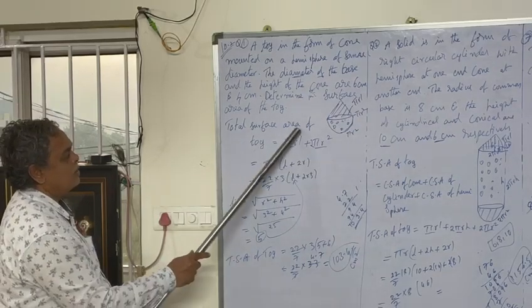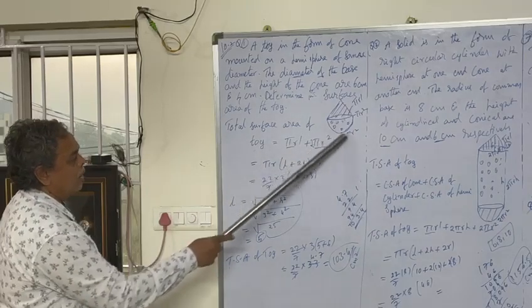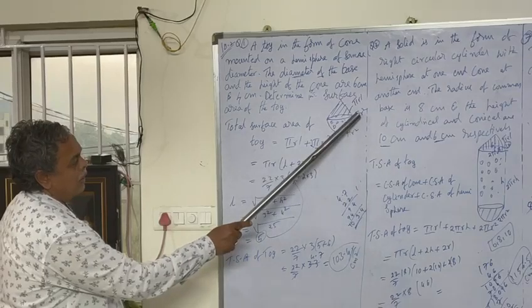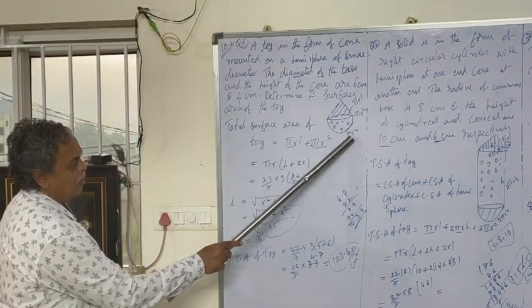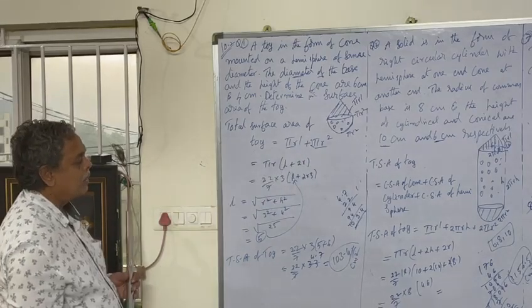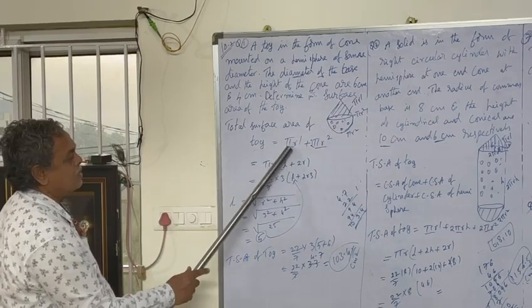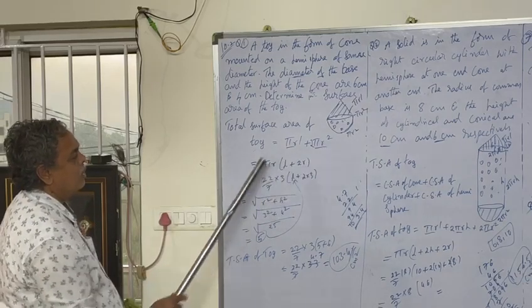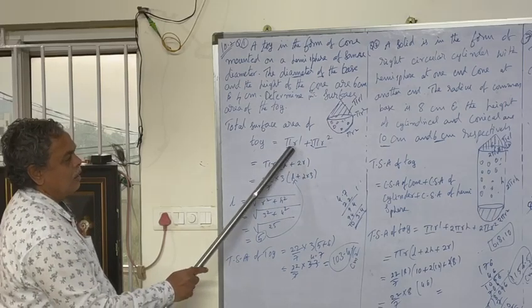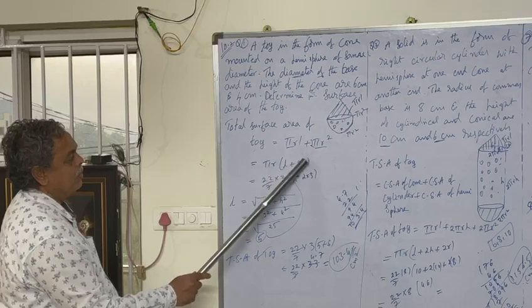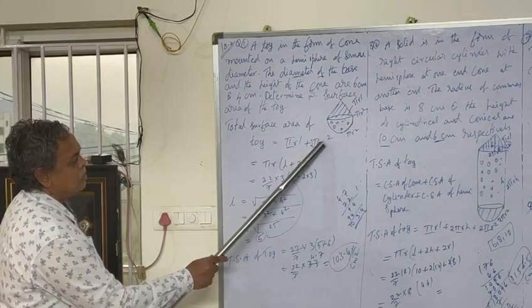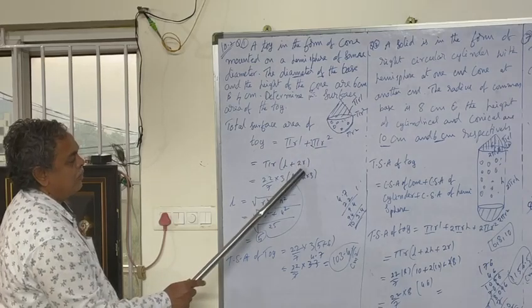And the total surface area of toy is equal to πrl for the cone above plus 2πr² for the hemisphere. Here I have taken πr out as common. That's why πr of l plus 2r. What is here? Here πr is common, l is remaining. Here 2r is left after taking πr common.